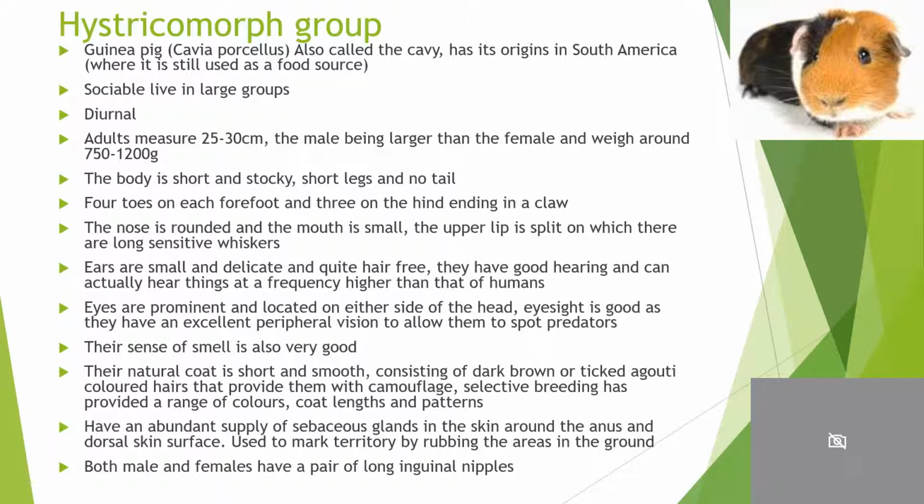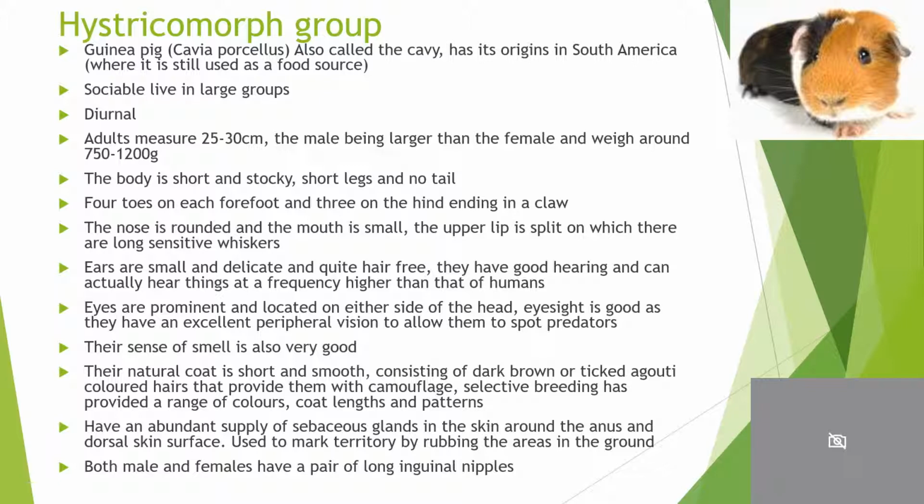Their body is short and stocky. They have short legs and no tail. 4 toes on each forefoot, and 3 on the hind, ending in a claw. Their nose is rounded and the mouth is small. The upper lip is split, on which there are long sensitive whiskers. Their ears are small and delicate and quite hair-free. They have good hearing and can actually hear things at a frequency higher than that of humans.